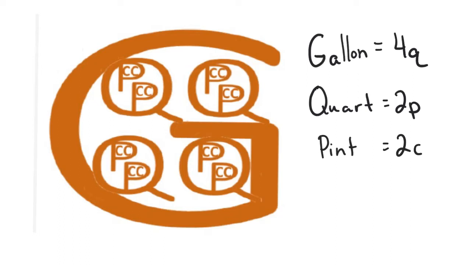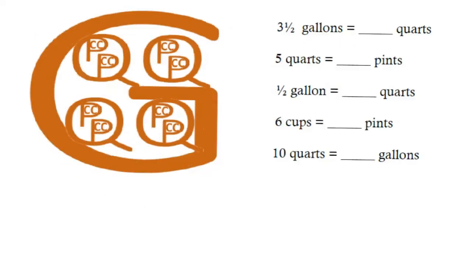But you can also see how many pints are in the gallon, how many cups are in the gallon by counting all of the total, because everything inside the G totals up to a gallon. So for example, you can see that there are 8 pints. So 8 pints would equal 1 gallon. Okay, let's get started on the problem.